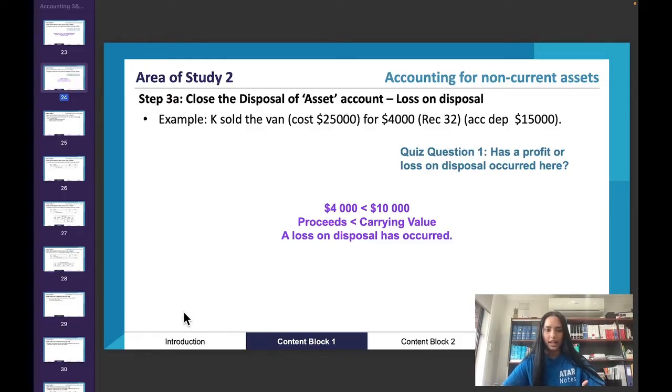It's the exact same process either way. We just calculate the carrying value as cost minus accumulated depreciation, and then we compare the carrying value to the proceeds on disposal. And those proceeds could either be cash received from a sale or a trade-in value. Then we compare the proceeds to the carrying value, whichever one is bigger. If the carrying value is greater than the proceeds value, then a loss has occurred. But if the proceeds value is greater than the carrying value of the asset, then a profit on disposal has occurred.